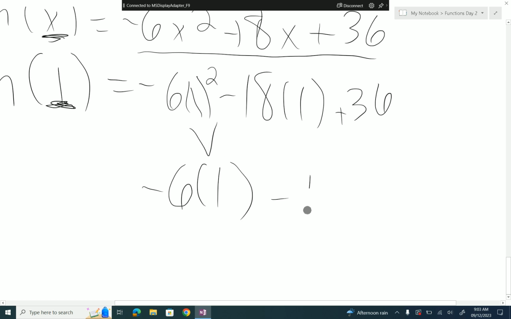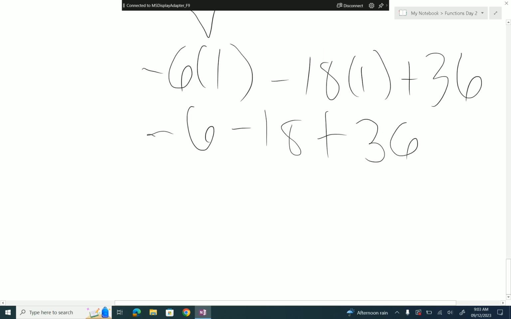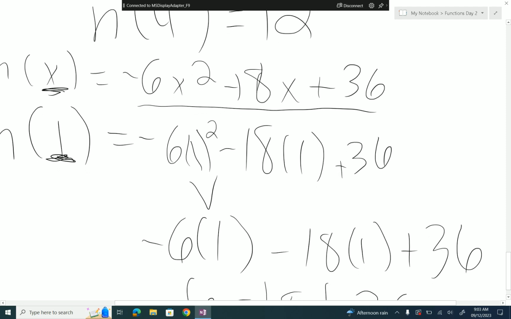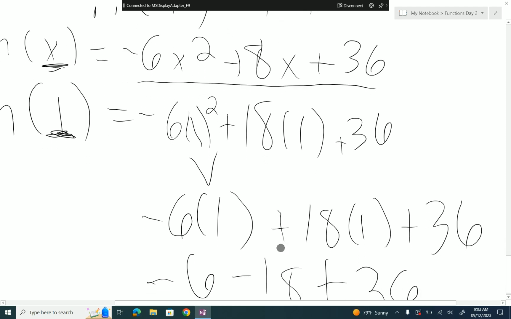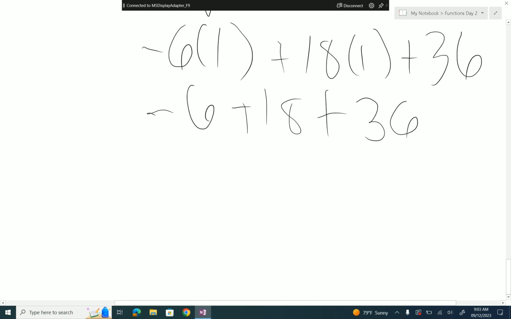And I'm going to bring everything else down. Now I've got negative 6 times 1 minus 18 times 1. So I'm just going to have negative 6 and negative 18 when I multiply those out. Now I've got to do... Oh, I'm sorry, that was supposed to be positive. I just realized that. So now I've got negative 6 plus 18 plus 36.